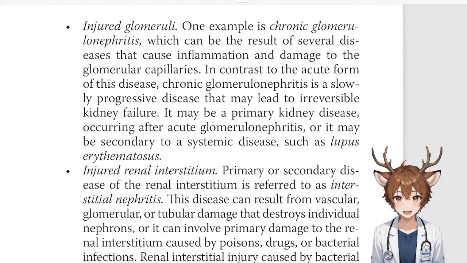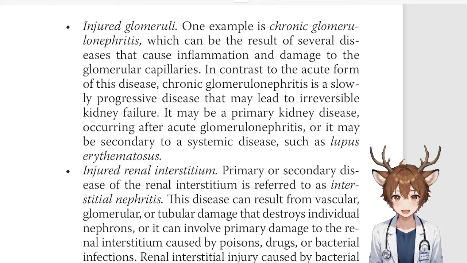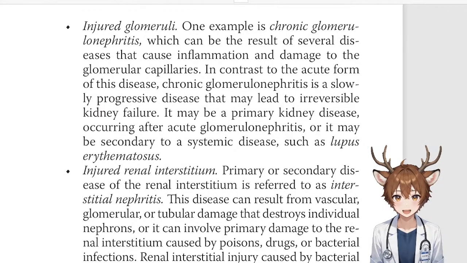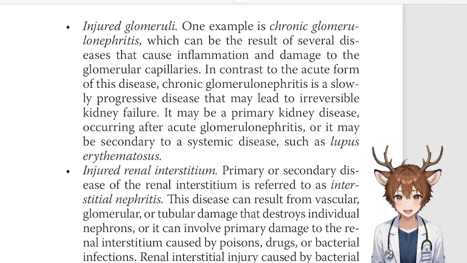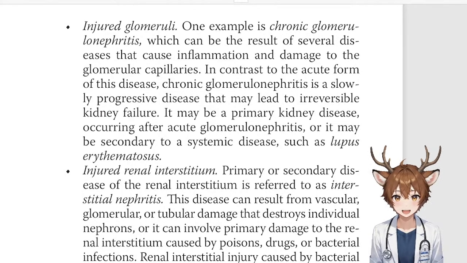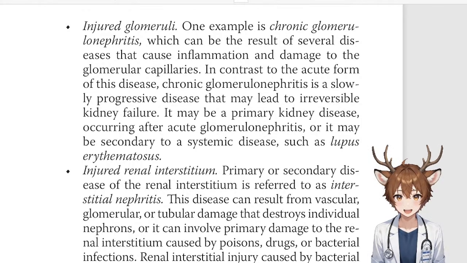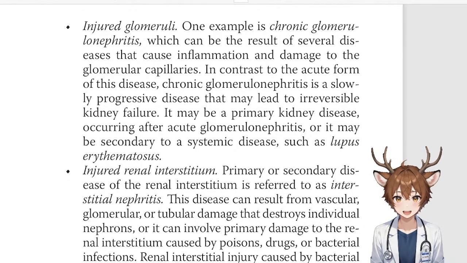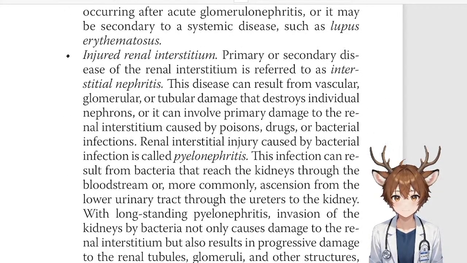Injured glomeruli, one example is chronic glomerulonephritis, which can be the result of several diseases that cause inflammation and damage to the glomerular capillaries. In contrast to the acute form of the disease, chronic glomerulonephritis is a slowly progressive disease that may lead to irreversible kidney failure. It may be a primary kidney disease occurring after an acute glomerulonephritis, or it may be secondary to a systemic disease such as lupus erythematosus. So SLE.